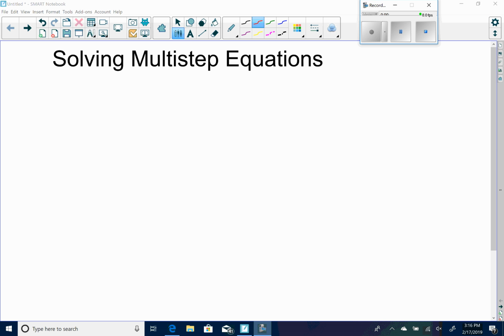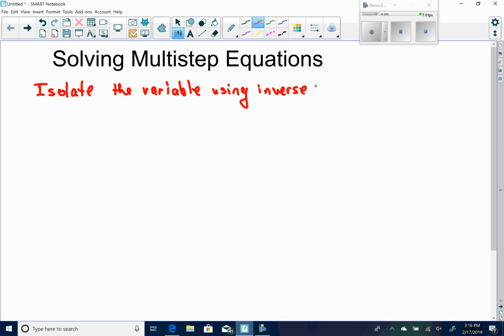Again, remember, in order to solve, our goal is to isolate the variable using inverse operations. But we may have some steps, a couple steps to take care of before we get into the opposite operation part of solving our equations.